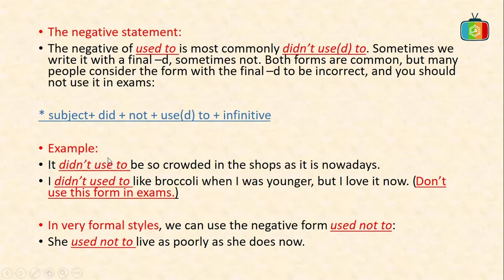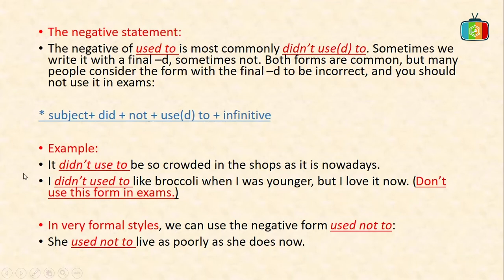So let's read the example together. Number one: it didn't use to be so crowded in the shops as it is nowadays. So here we start with "it", which is the subject, "didn't", then we have "use to" without the final D, and then I have "be", which is the infinitive verb.